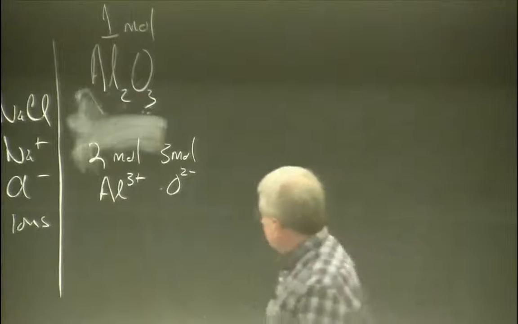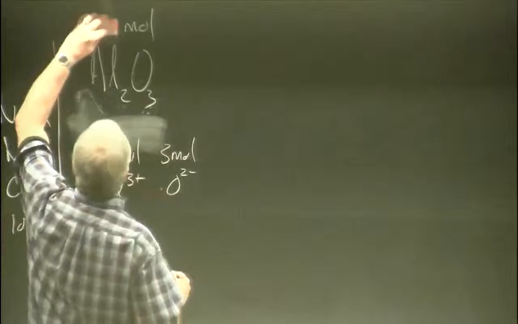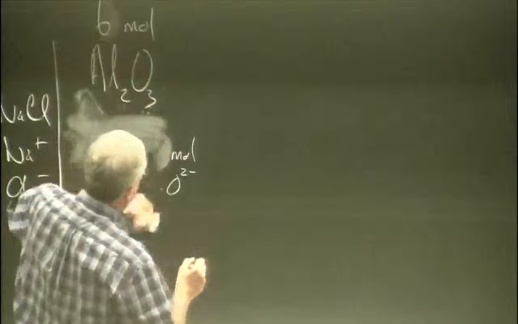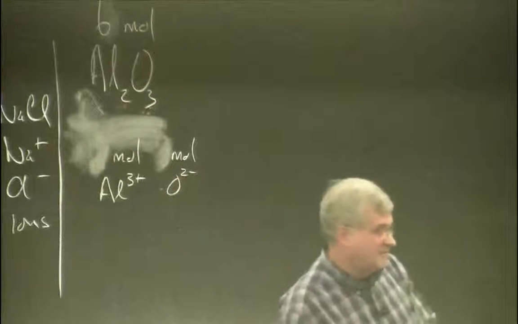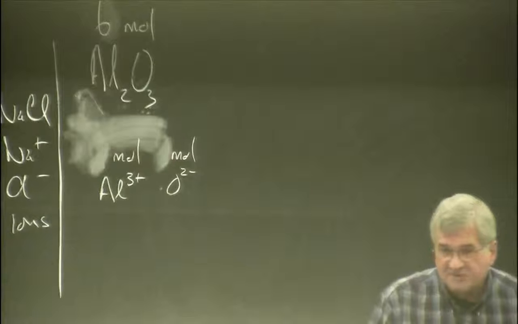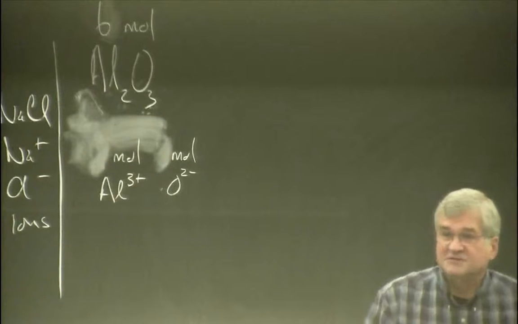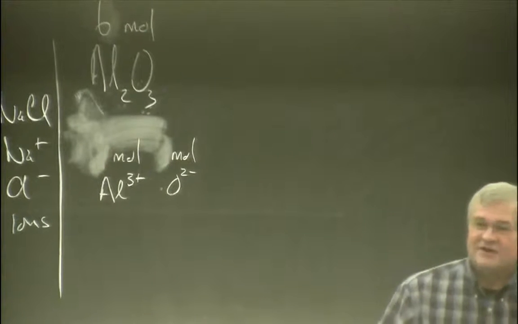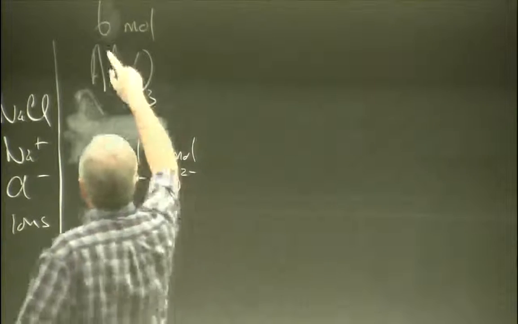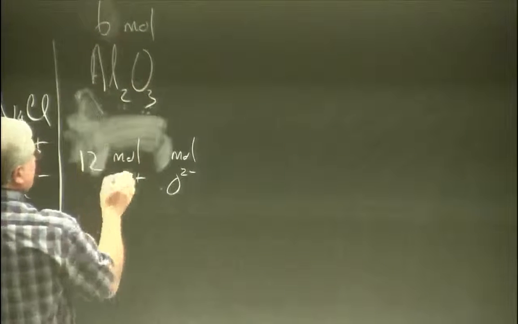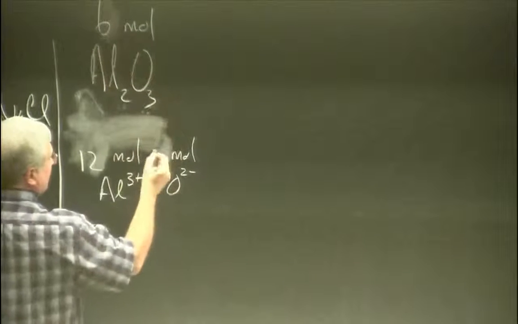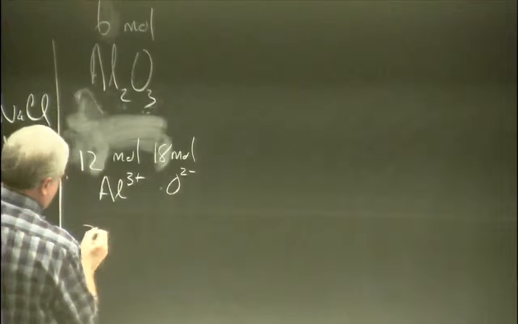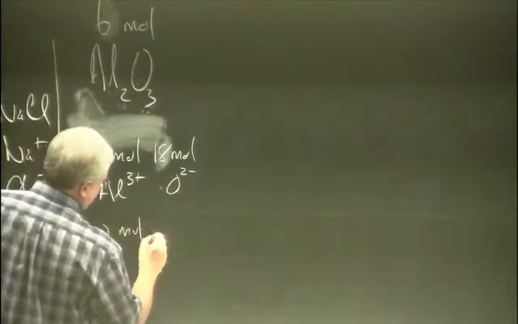So let's kick it up to where we were before, and suppose we have 6 moles of aluminum oxide. Now do the math and tell me how many moles of aluminum ion, how many moles of oxide ion, and the total number of moles. Somebody got real anxious. What's the answer? I heard 12 aluminum, so that'd be 6 times 2. And how many oxygens? 18, which gives us a grand total of 30 moles of ions.